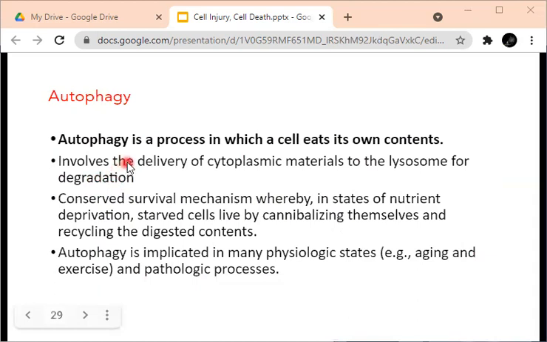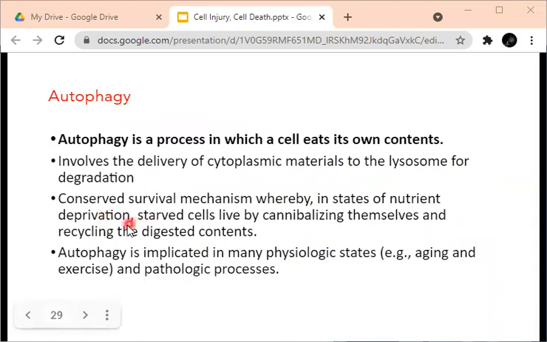So next we have autophagy. What is autophagy? Autophagy is a process, from the root words auto and phagy, which means to eat. It's a process in which the cell eats its own contents. So what happens there? It involves the delivery of cytoplasmic material to the lysosome for degradation.